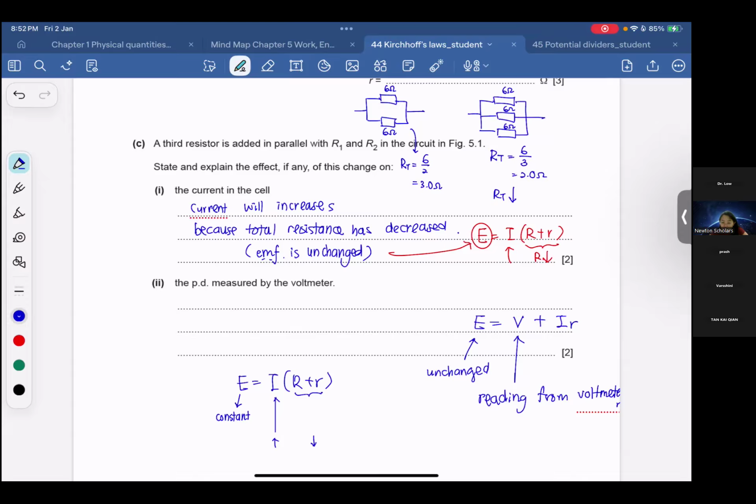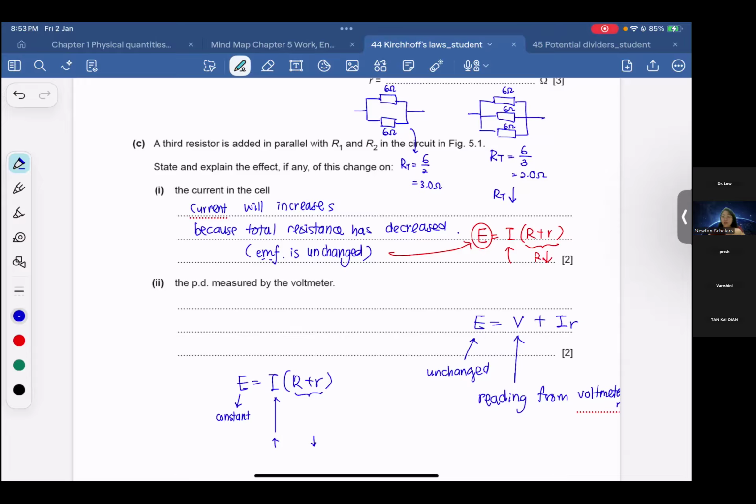Current not constant, dear. Fatima, current not constant, but the front part is correct. Yes, but why? Okay, I read out Vashini's answer: when current increases in the cell, greater potential across internal resistance, so potential difference measured by voltmeter will decrease. Perfect. Yes, this is the answer. Okay, Prasan, potential difference decreases because current increases.